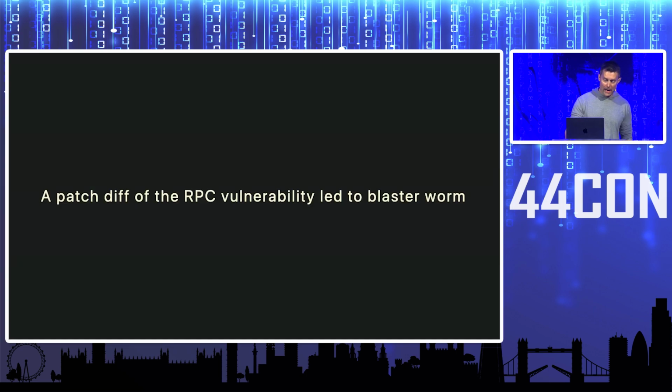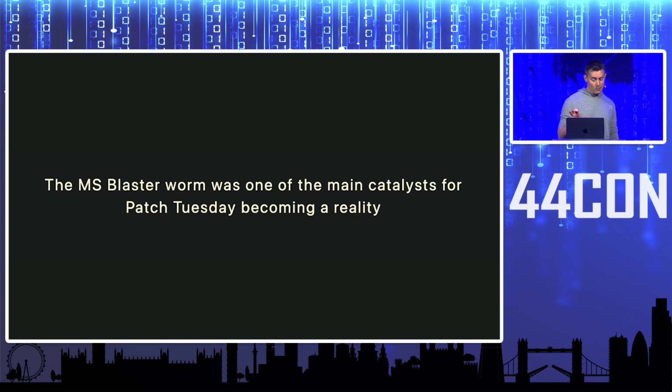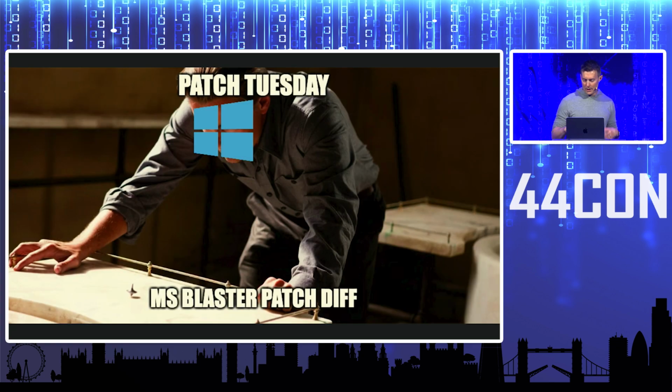So again, a patch diff of the RPC vulnerability led to the Blaster worm. The MS Blaster worm is one of the main catalysts for Patch Tuesday becoming a reality because of the impact. And so you have this question: did a patch diff start Patch Tuesday, or did it start because they released the patch?